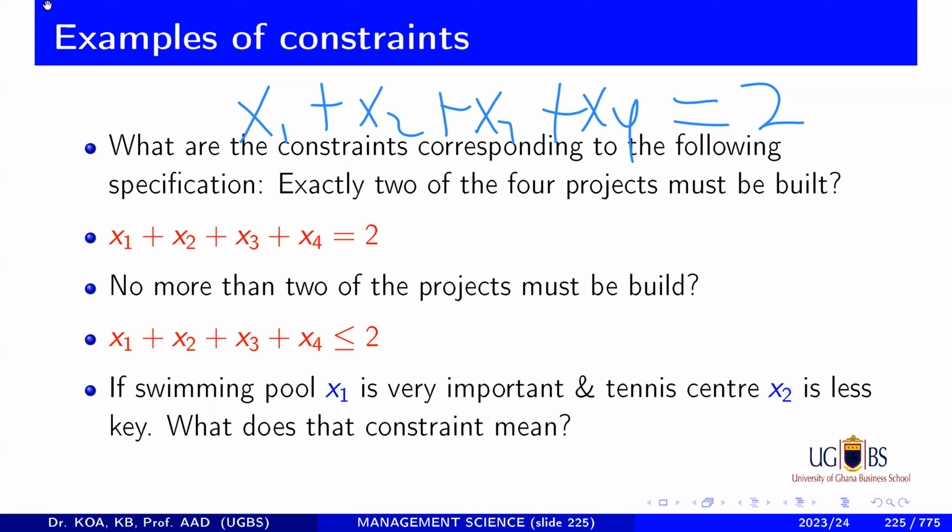So this is supposed to be X2 is less or equal to X1, or X1 is greater or equal to X2. And the reason is because X2, which is the one that is less important, is not unimportant. It is important, but it's less important. So that becomes greater or equal to in this case.